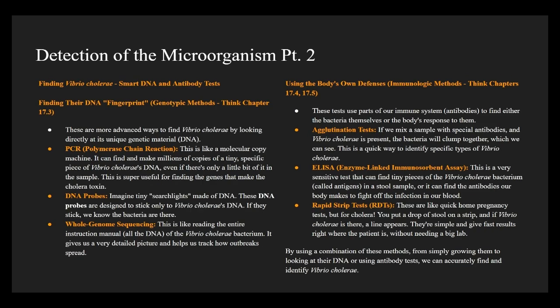More advanced detection uses genotypic methods to find DNA fingerprints. PCR amplifies DNA, such as toxin genes. DNA probes bind to sequences, and whole genome sequencing provides detailed genetic information. Immunologic methods use the body's defenses. Agglutination tests clump bacteria with antibodies. ELISA detects antigens and antibodies, and rapid strip tests, RDTs, offer quick point-of-care results. Combining methods ensures accurate identification.